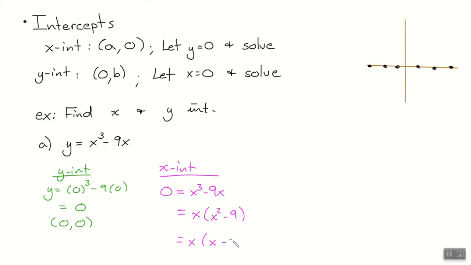So x minus 3 is one of these factors, and x plus 3 is the other. I don't care which one of these you write first. They're both the same. Okay. Now, all of this is still equal to 0, right?